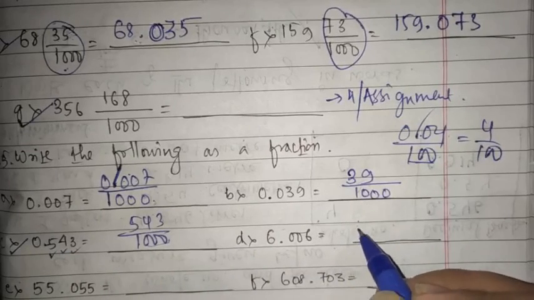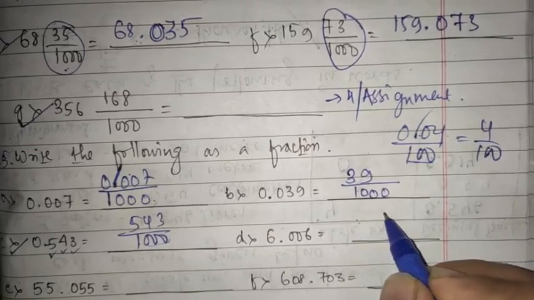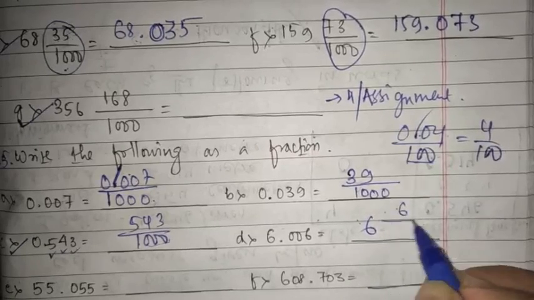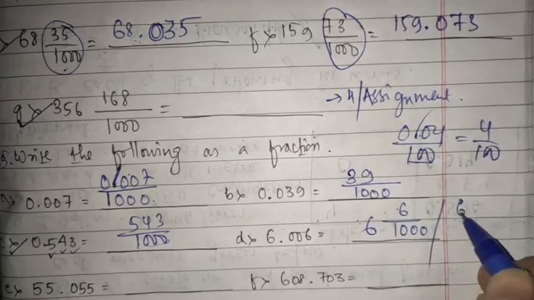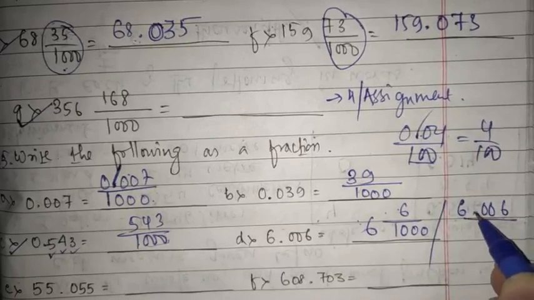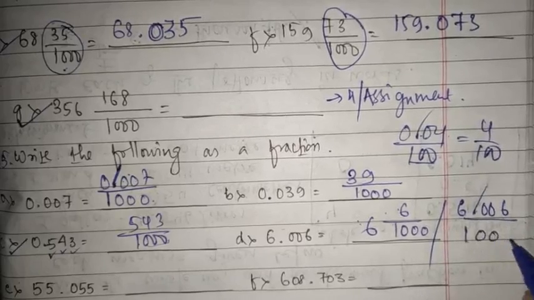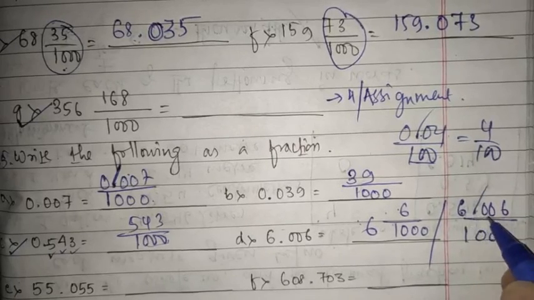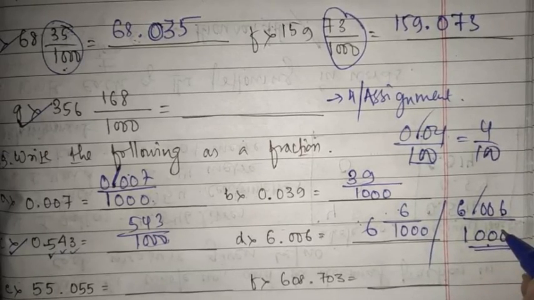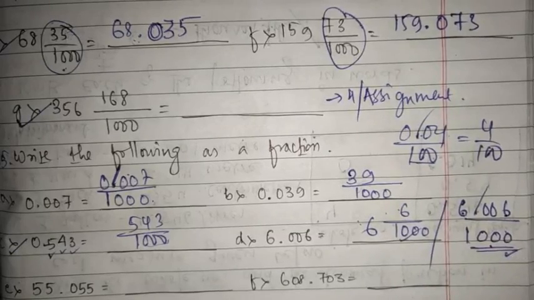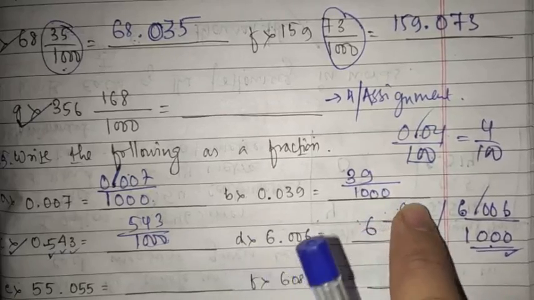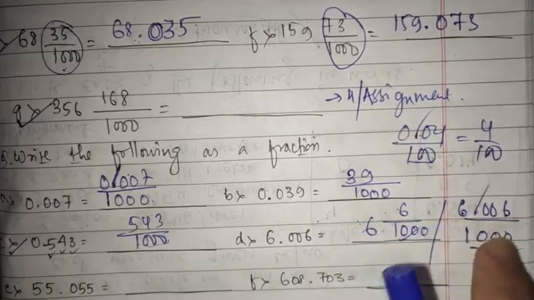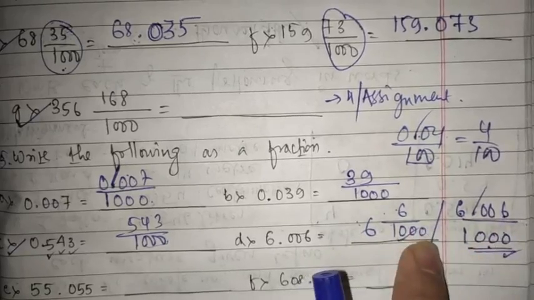To convert this into a mixed fraction, you may write 6 and 6 divided by 1000. So this is a mixed number I have written. You may write this number also: 6.006, remove the point, write 1000. So you may write 6006 divided by 1000. This is also the correct form. If they ask you to write a mixed number, then you will write 6 and 6 divided by 1000. Both are correct.